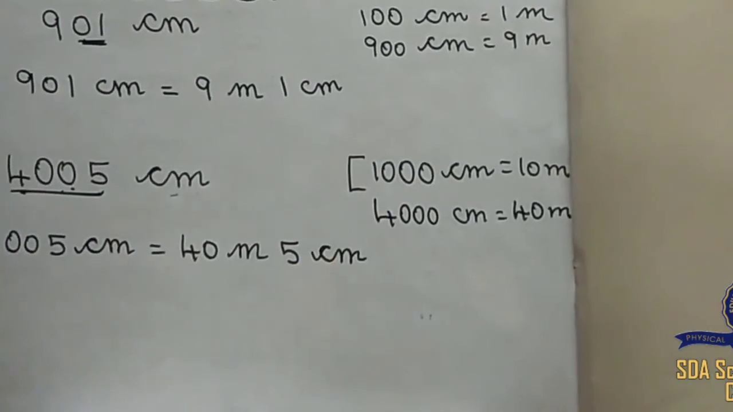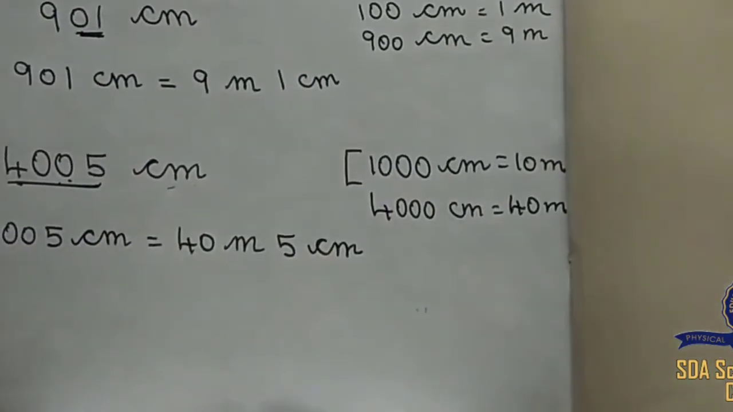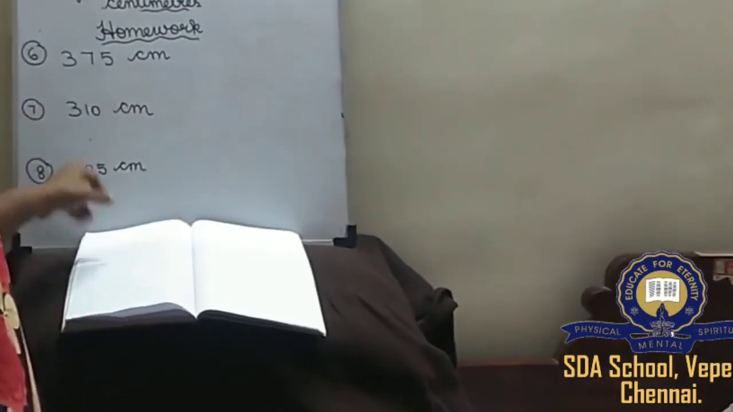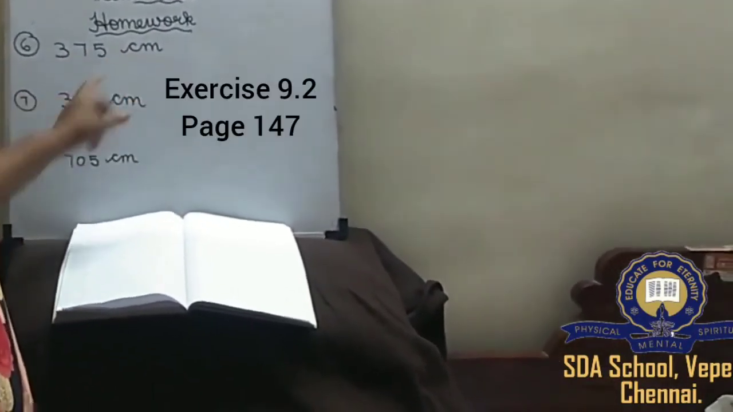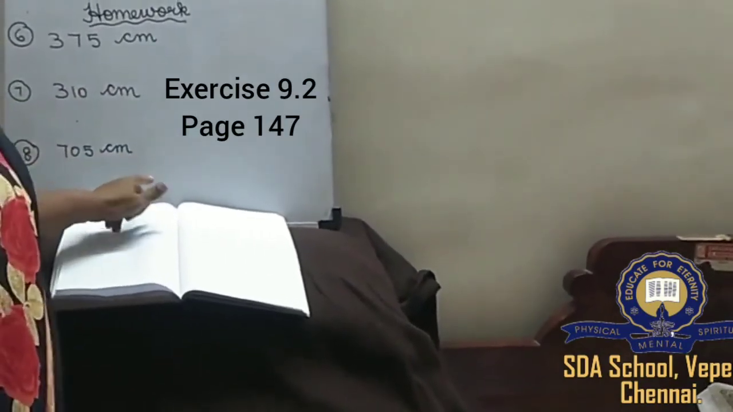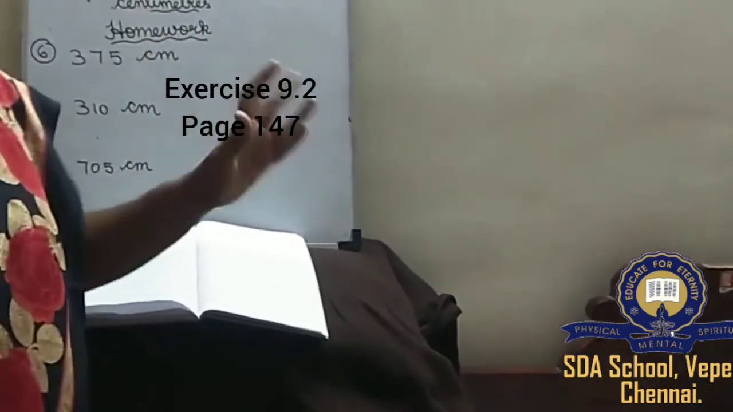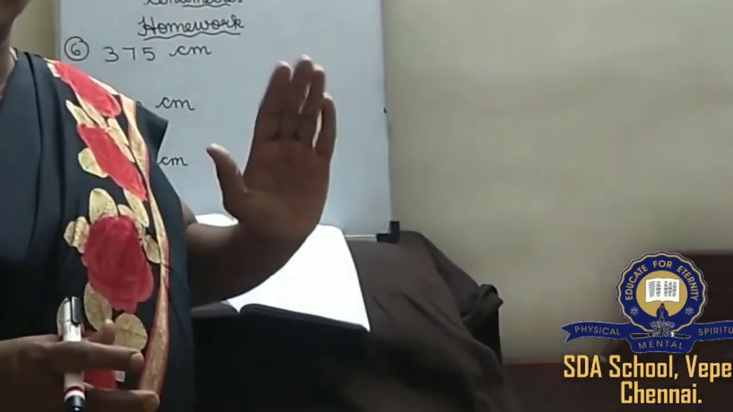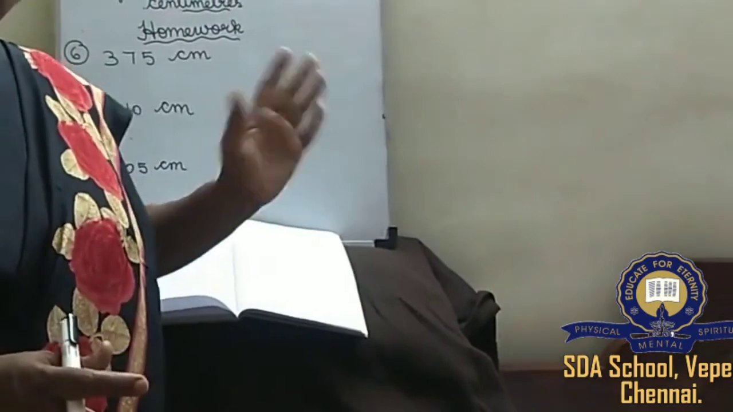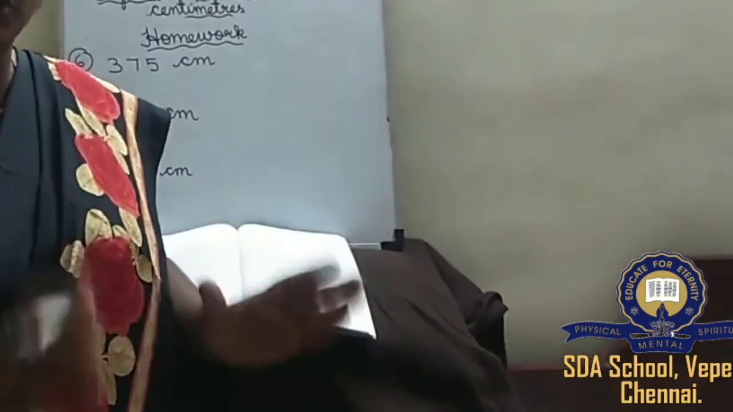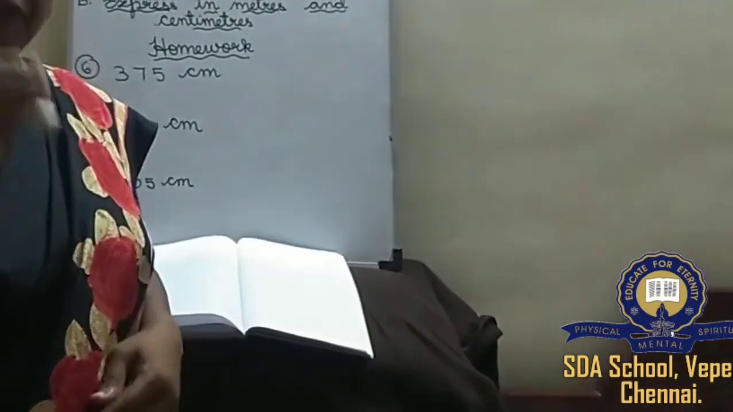Okay, now I'll give 3 sums for homework. Children, I have given 3 sums for homework: 375 centimeter, 310 centimeter and 705 centimeter. Children, you write neatly. For chapter 8 I have sent only the notes for you. That's enough. Other things you can learn in the book itself. Chapter 8 fully you can learn in the book itself, what I have given is for reference only.